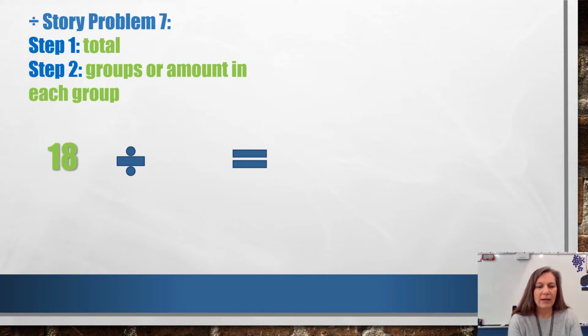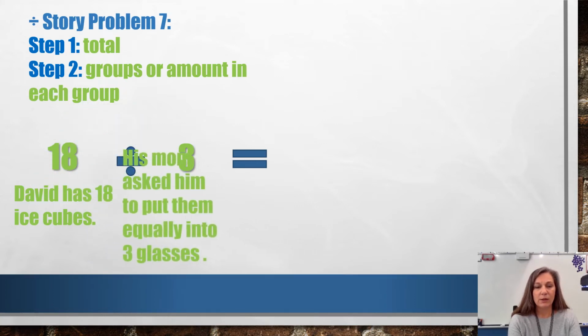So we're going to write a sentence to go with our story problem that has 18 objects. So let's say David has 18 ice cubes. That's our first sentence in our story problem. We want to know how many objects we have. And what we're going to do with those objects is break them up into 3. Now that could either be 3 groups or 3 ice cubes in each group. Well, let's see what we're going to do.